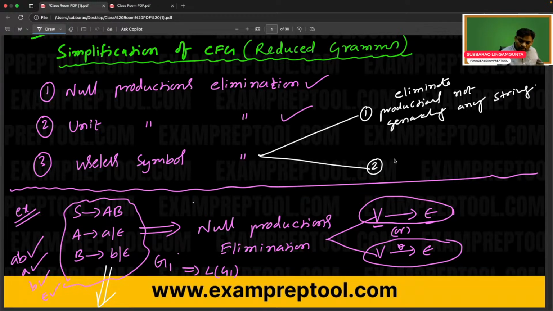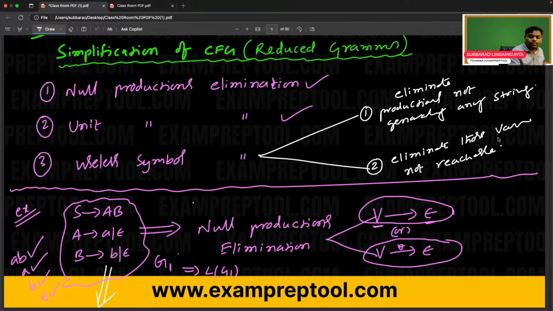Next one, eliminate those variables not reachable. So this is the first step. It is the second step. In the third one, it is 3-1 and 3-2. If you follow this order, then only you will get the simplified grammar. Otherwise, you don't get the simplified grammar. I hope people got it.